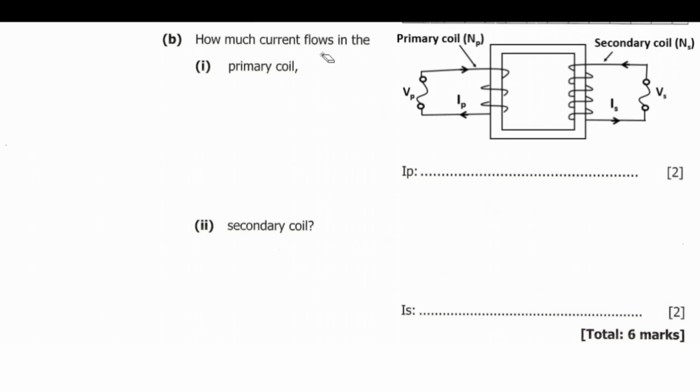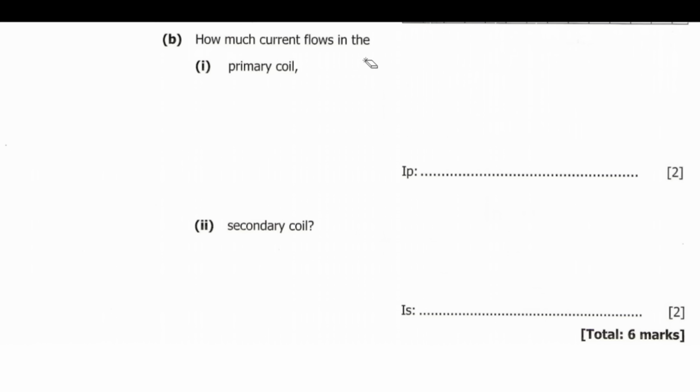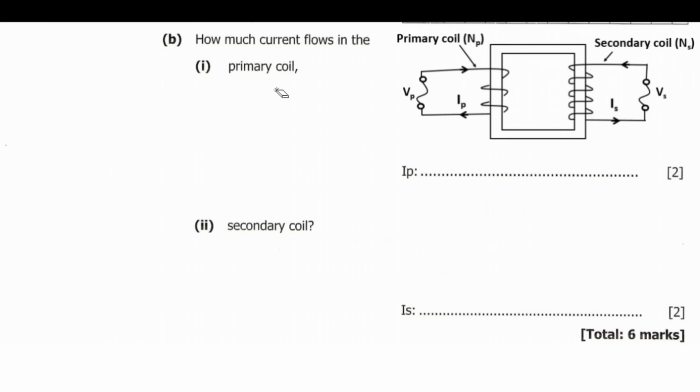So now we come to B. B says how much current flows in the primary coil. So they need the current flowing in the primary coil, IP. We know that power in the primary coil must be given by voltage in the primary coil times current in the primary coil. And when we make IP, the current in the primary coil, the subject of the formula, we have power in the primary coil divided by voltage in the primary coil.